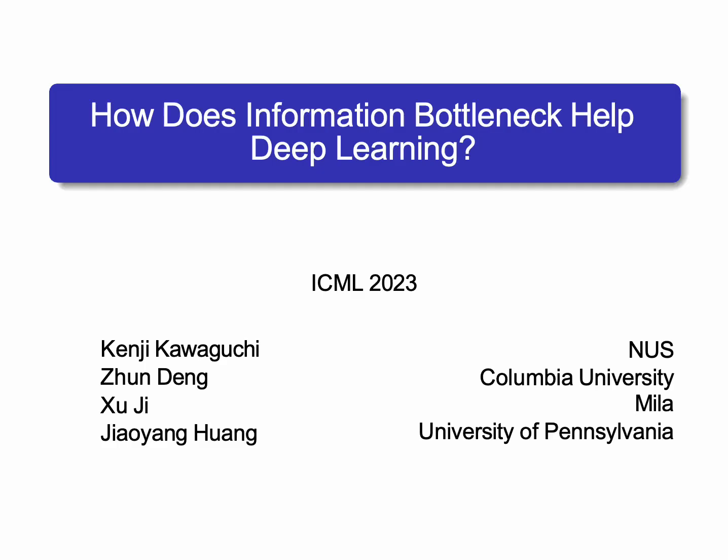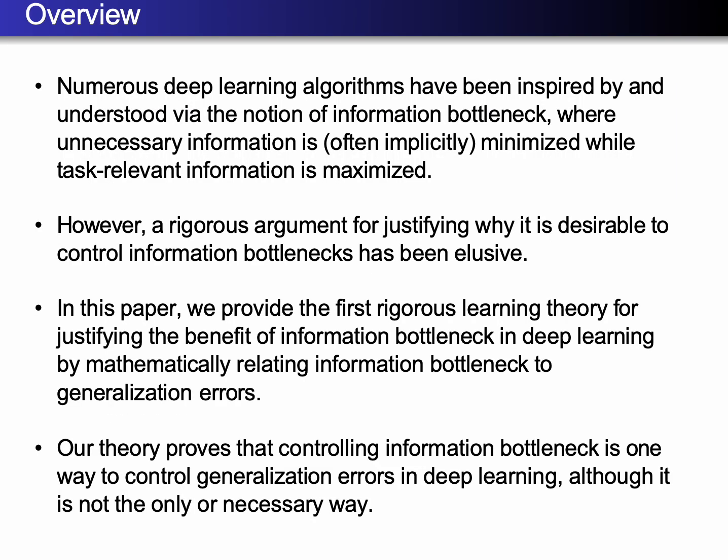Okay, I will briefly introduce this ICML paper titled, How Does Information Bottleneck Help Deep Learning? This paper is written by Kenji Kawaguchi, Zhun Deng, Shu Ji, and Jiaoyang Huang.